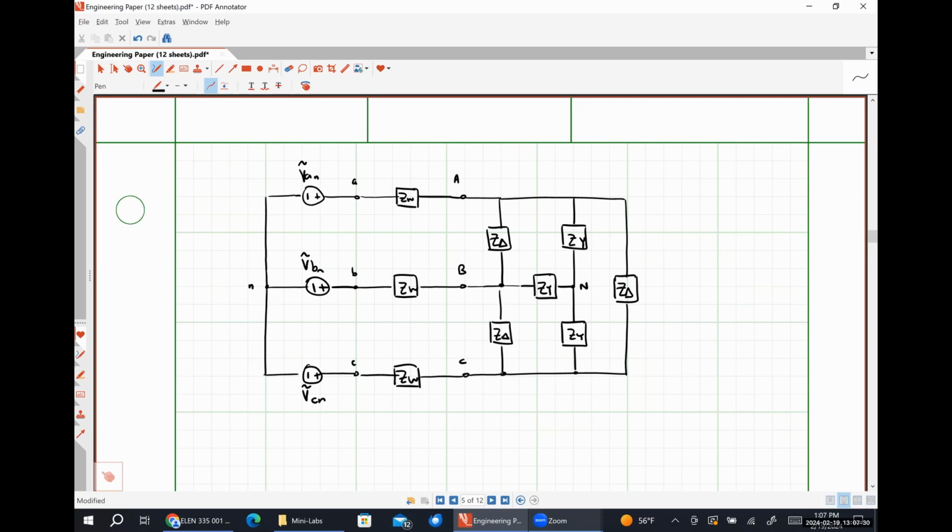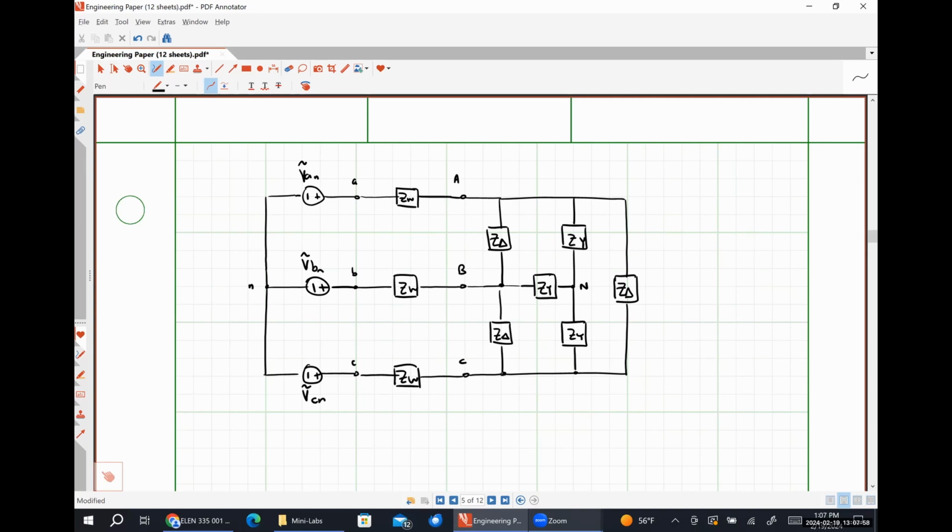Absolutely. This is as hard as I can possibly make a circuit for you to analyze. Because if I gave you two Y connected loads, you could just lump them together. If I gave you two delta connected loads, you could just lump them together, right? So the hardest thing that I could ever possibly give you is a Y connection and a delta connection at the same time.